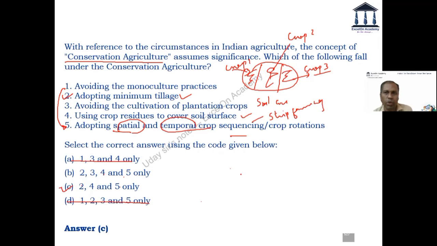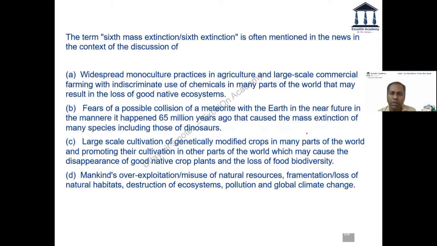Okay, so let's move on. The term sixth mass extinction or sixth extinction is often mentioned in the news. I think we had also covered this. So what do you think it is? Which option do you think it is? We even talked about that lady writer, who wrote the book by the same name, Sixth Extinction.